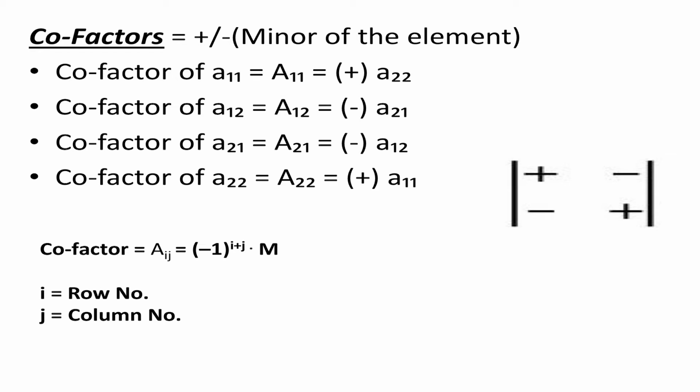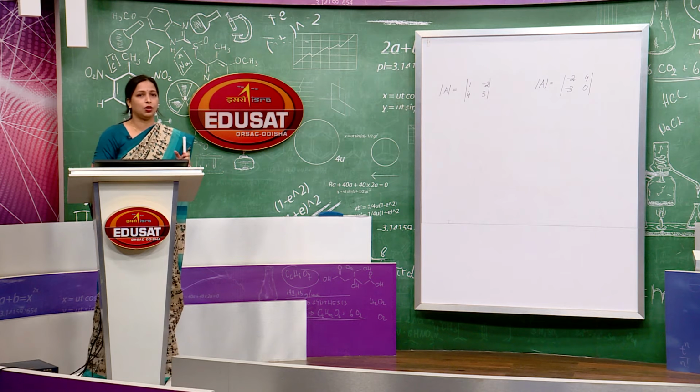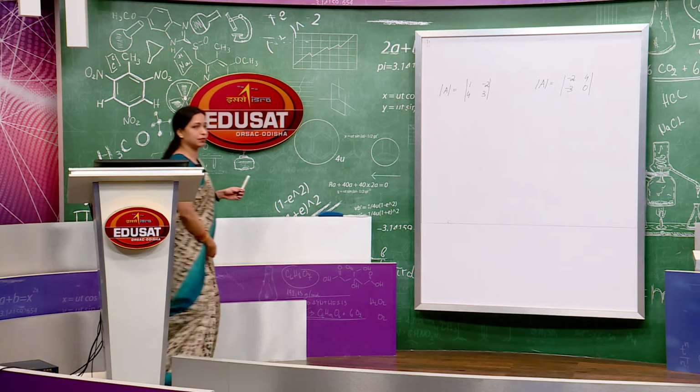So, you can either remember this or the formula minus 1 to the power i plus j, or you can simply remember the diagram that I have put on the screen, right. So, the cofactor of A11 will become plus A22, the cofactor of A12 will be A21, but with the sign change, that is minus, right. Similarly, the cofactor of A21 will be minus A12, and the cofactor of A22 will be plus A11, right. Now, let us take a look with the help of an example, right.